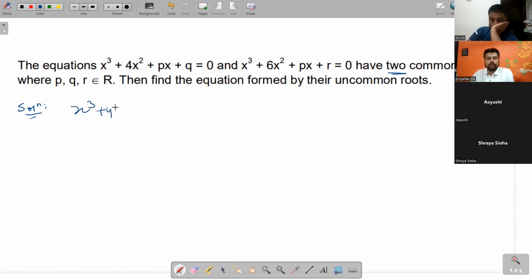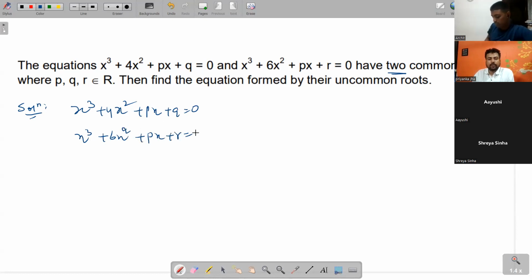So the equations are x cube plus 4x squared plus px plus q equal to 0, and x cube plus 6x squared plus px plus r equal to 0. Alpha and beta are common to both. Suppose gamma is the third root of the first and delta is the third root of the second. So they have only two common roots. Now remember this.